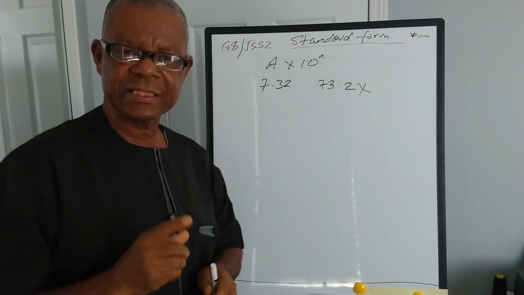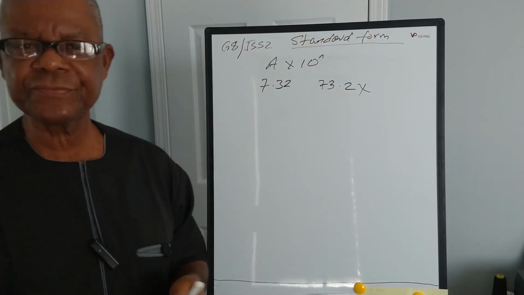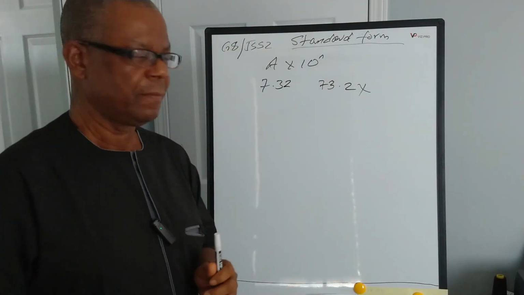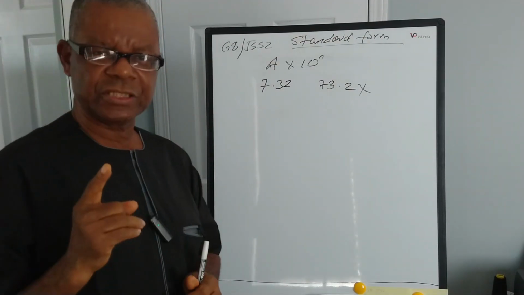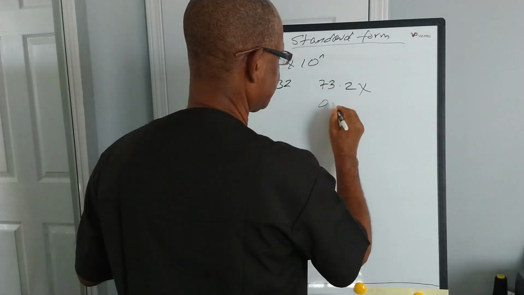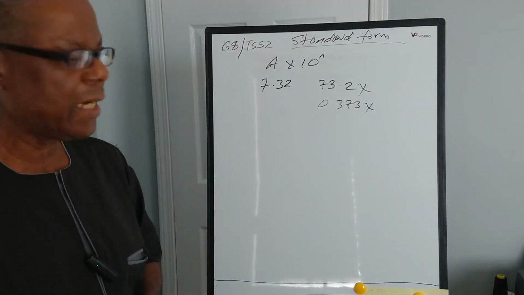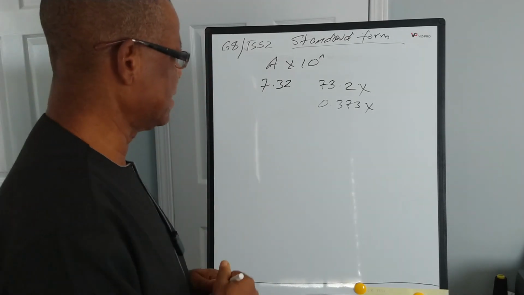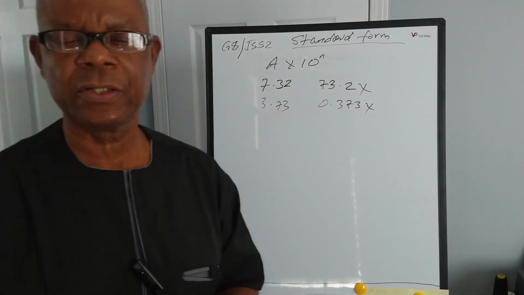This one digit can be 1, 2, 3, 4, 5, 6, 7, 8, or 9. Like what you have here is 7, but it is one digit, not 1, 2. Also, this one digit must not be 0. You have 0.373. This is not a standard form. Why? Because the digit before the decimal point is 0. So this is supposed to be 3.73, one digit before the decimal point.